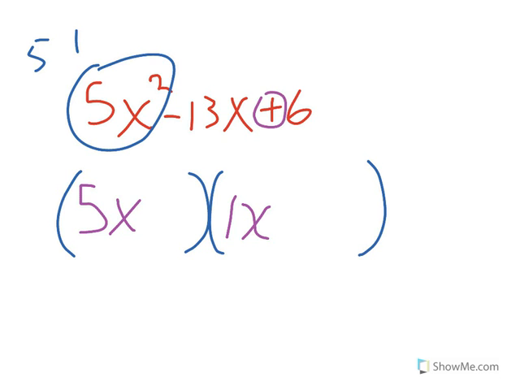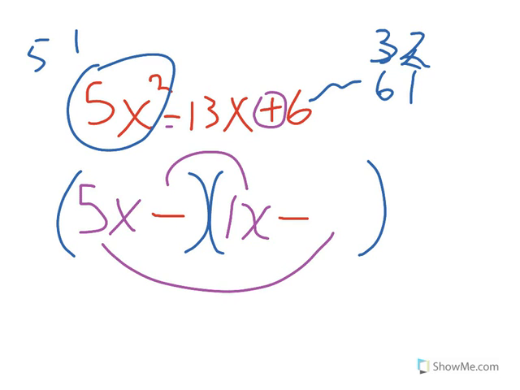Here, it's a plus sign, and that's a negative, meaning my signs are going to be the same. So this is going to be a minus, minus. And from here, I'm going to say what times what gives me 6. So my options are 3 and 2 and 6 and 1. And I've got to figure out how I'm going to multiply those terms and these terms to get to 13.